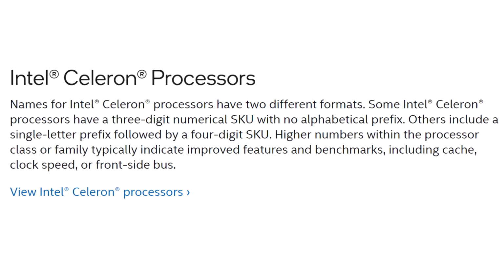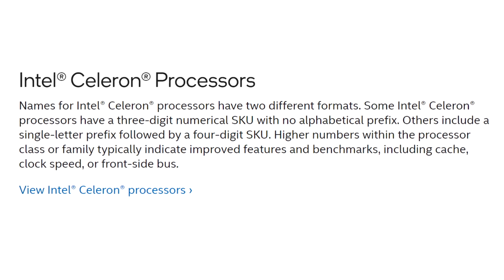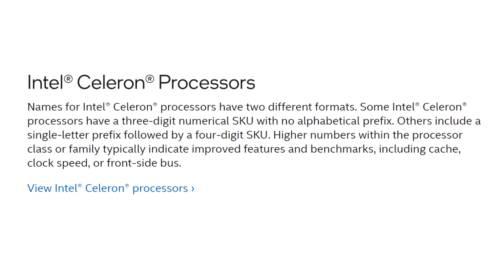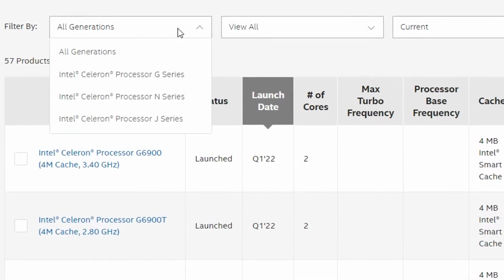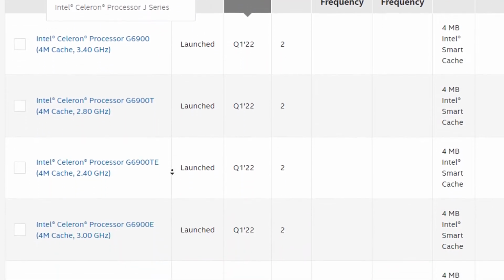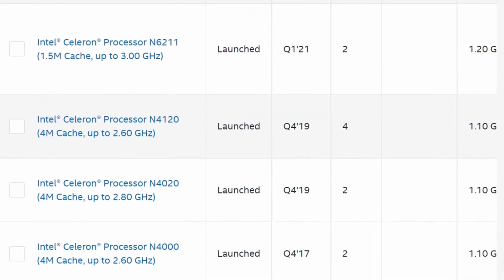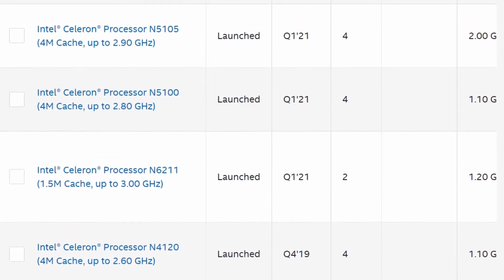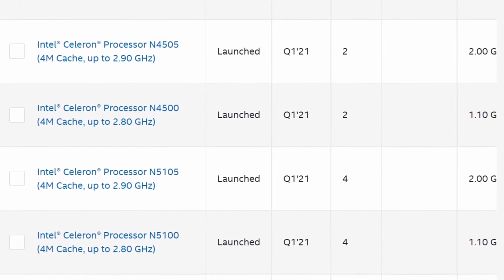Now, when it comes to naming, it becomes a bit complicated. Some Celerons will not have any letters at the front, with only a 3-digit code, while others will start with the letter N, J, or G, with G being the highest, followed by a 4-digit code and sometimes a letter. As you guessed, the higher the number, the higher the class or performance.